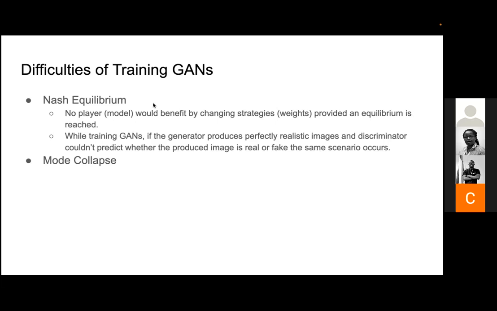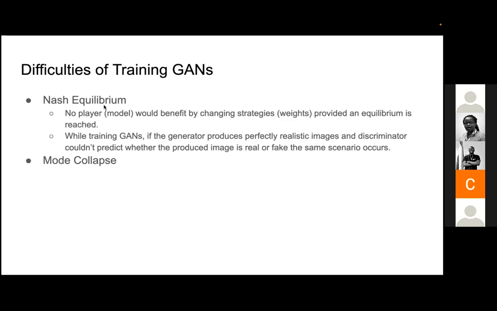No player would benefit by changing strategies provided an equilibrium is reached. So provided the generator and discriminator reach an equilibrium, the discriminator won't benefit when it changes the way it generates. If it does, the loss increases rather than decreasing. The same happens for the generator also. That point where no player can move is called equilibrium, and in game theory, that is called Nash equilibrium.